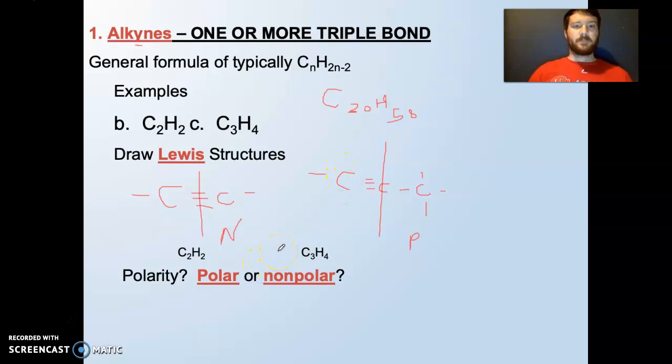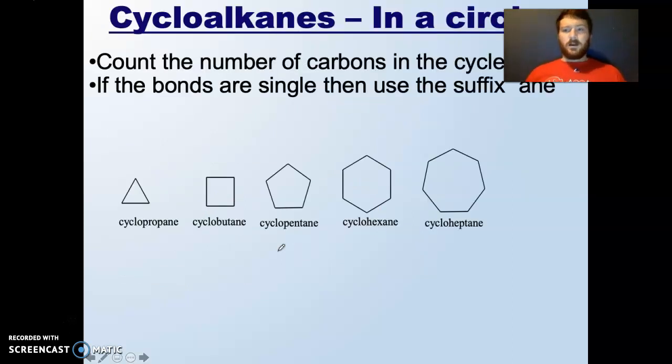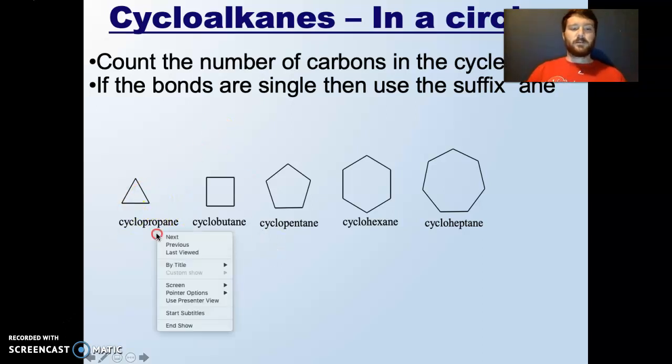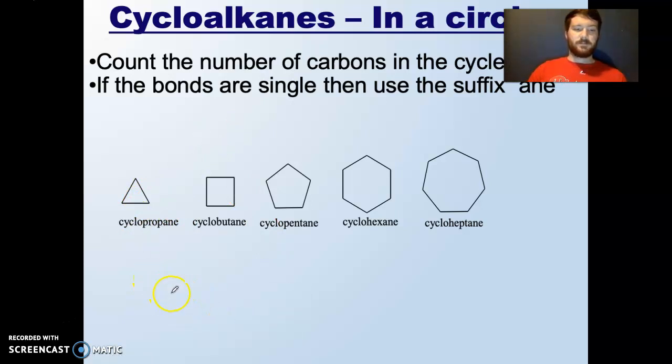And so anyway, that is alkynes. One or more triple bonds. You also have cycloalkanes. Sometimes these alkanes come in a circle. And so you see this little triangle here. It's not meant to confuse anybody. It's not actually a triangle. You would set up carbons in a ring. So there are 3 carbons there. It's an alkane because there's only single bonds.